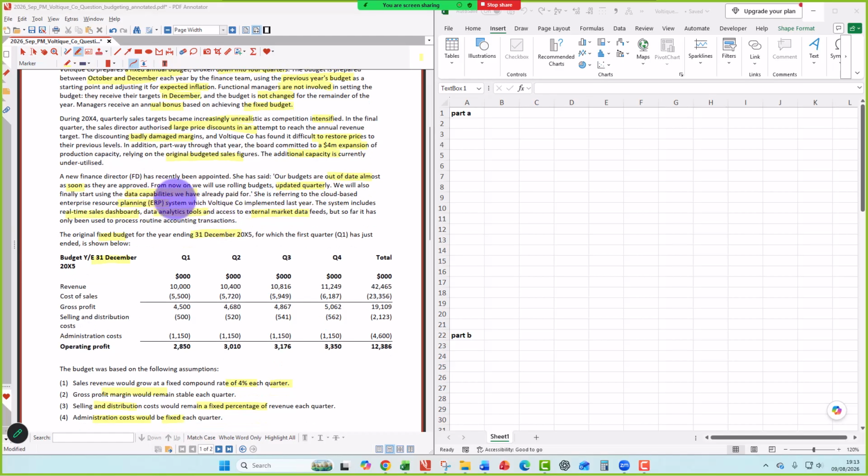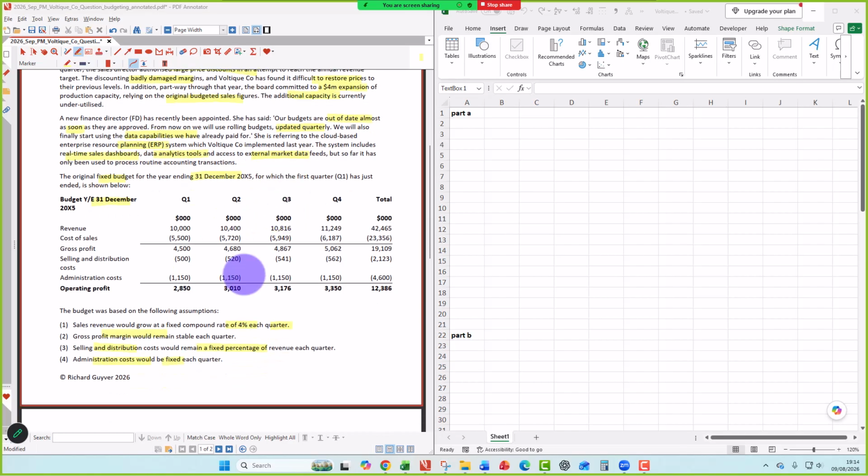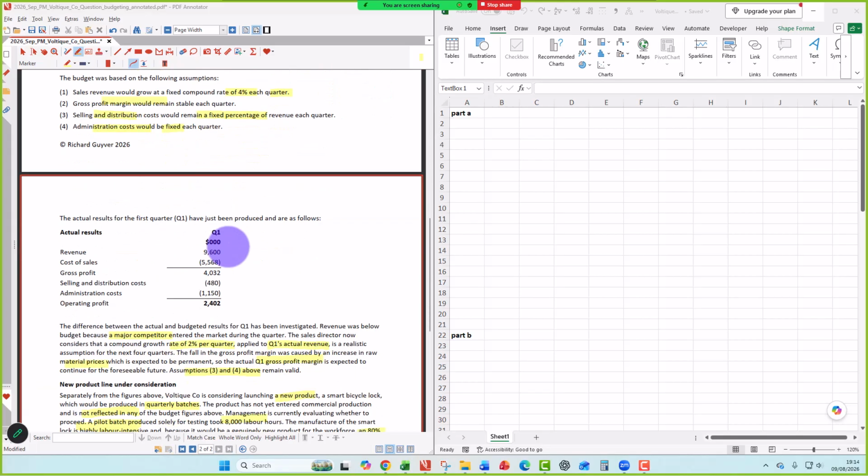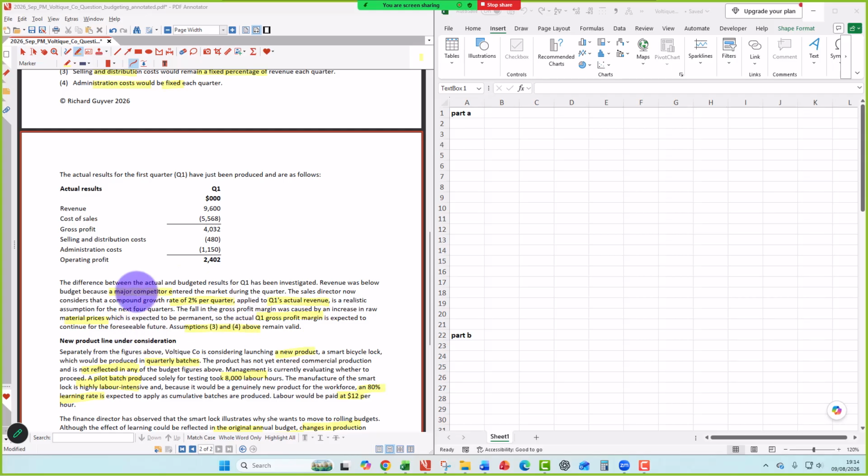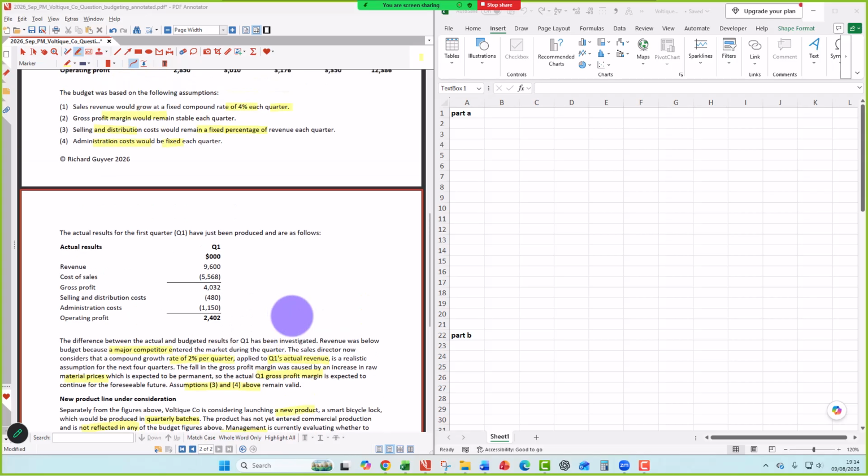And also talked about using the data capabilities for this ERP, which has this functionality: real-time sales dashboards, data analytic tools, external market data feeds, but they're not using all of it. They're just using it to process routine accounting transactions. So they've invested a lot here. They're not making the most of it. We've obviously got the figures here and we've got some assumptions, but we've also down here got some changes to those assumptions. So we could take those assumptions at the top in context of what's down the bottom here.